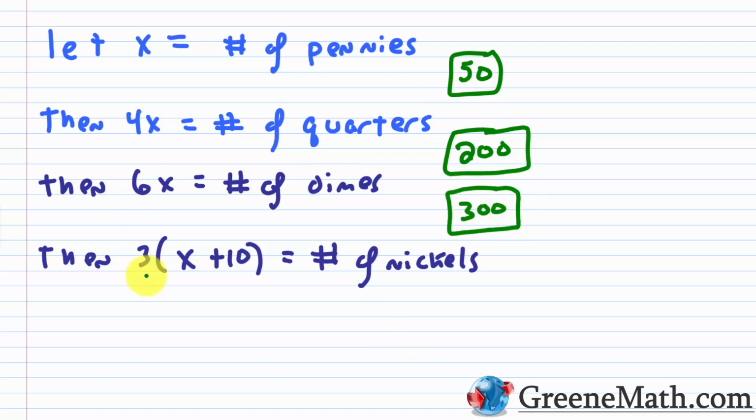And then lastly, 3 times the quantity x plus 10 is the number of nickels. So x again is 50. 50 plus 10 is 60. 60 times 3 is 180. So there's 180 nickels. So let's go ahead and write our answer.